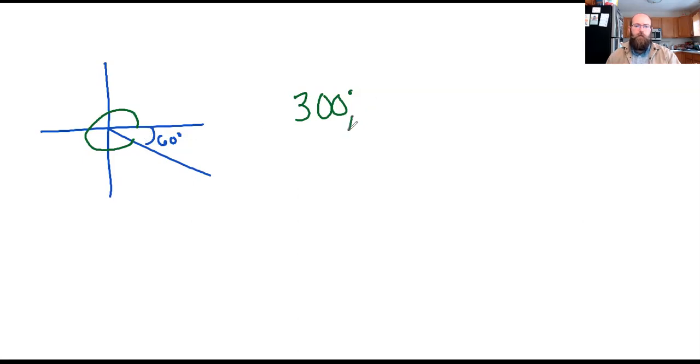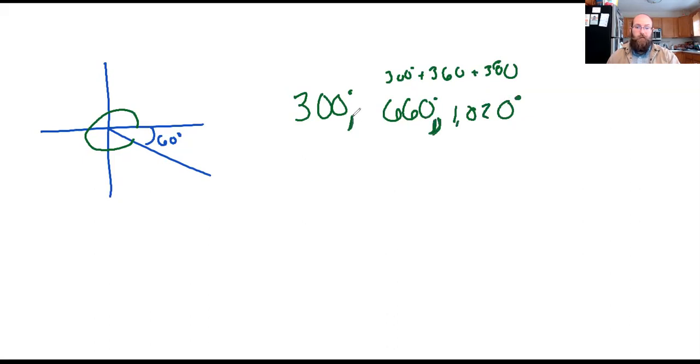That's 300. If I go around one full loop, then this green chunk is 300 degrees plus a full loop, which is 360. So that's 660 degrees. I could add 360 to that again, and that's 1020 degrees, I think. I really hope. If not, leave a comment below that my math's wrong. You can figure it out from there.